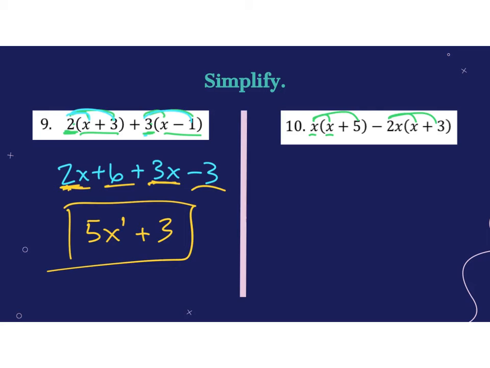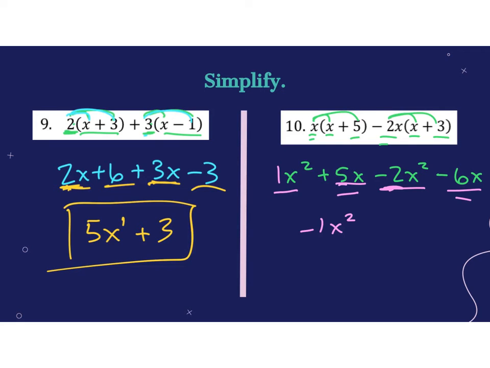So x times x gives me x squared. X times 5 gives me 5x. Negative 2x times x gives me negative 2x squared. And negative 2x times 3 gives me negative 6x. So when I combine my like terms there, I've got an x squared and a negative 2x squared. That's 1 minus 2, which is negative 1x squared. Then I also have this 5x and negative 6x. 5 minus 6 is negative 1x.